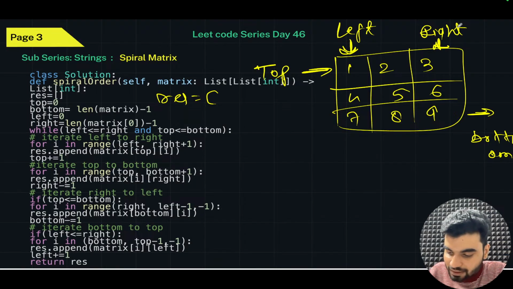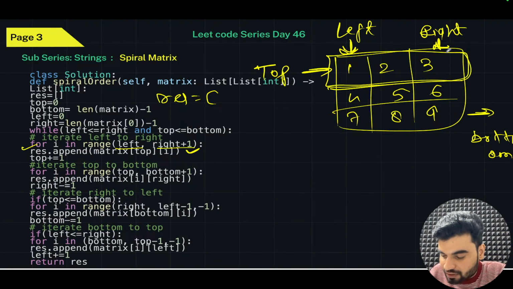So now here's what will happen. You start from here. In this range, we're taking left to right plus 1. Why right plus 1? Because the last one is not included, so it goes till right only, correct. What is fixed? This top should be fixed, because we want to insert this whole row only. Yes or no?